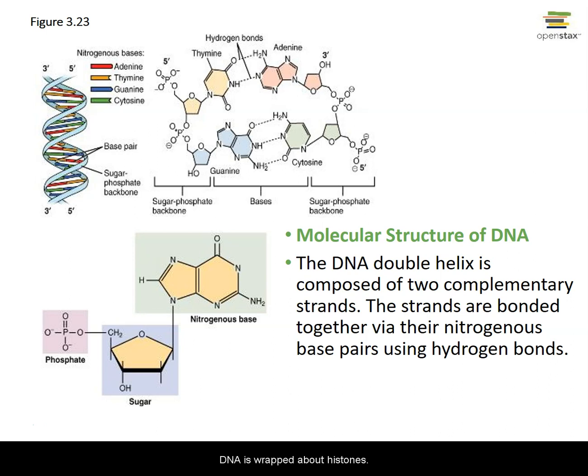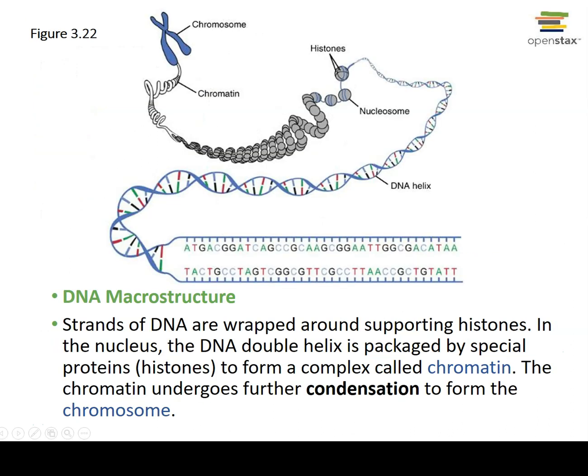DNA is wrapped about histones and proteins that form chromosomes. Okay, this is the DNA macrostructure, and you can see here's our chromosome, the chromatin, and we can look at the histones, and this is wrapped all around it. Here's that DNA double helix, and look at these matching up.